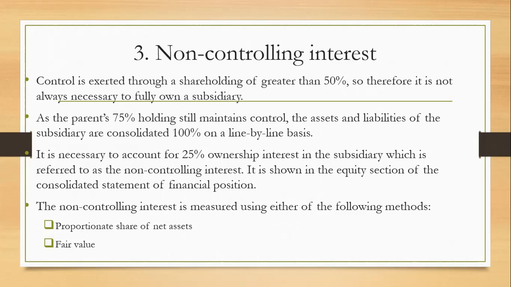So changing from minority interest to non-controlling interest, the sum effect is zero. Control is exerted at a shareholding of greater than 50%. Therefore, it is not always necessary to fully own a subsidiary, and that's what I've mentioned. So as the parent, a 75% holding still maintains control of the assets and liabilities. As long as you have bought more than 50% of the equity shares, you still have 100% control of the subsidiary. And therefore, you should consolidate on a line-by-line basis, 100%, save for those few lines that we have already explained.